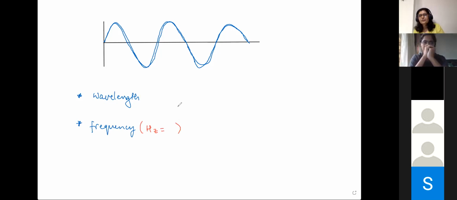What else do you remember about waves? Trough and crest. Crest and trough, T-R-O-U-G-H. So Adit, what do you mean by a crest? What do you mean by a trough? Crest is basically the highest point that they reach in the wave, like in the graph. The highest peak is the crest, and the lowest, which goes below the x-axis, is the trough. Yes. So this part is the crest, and this part is the trough.